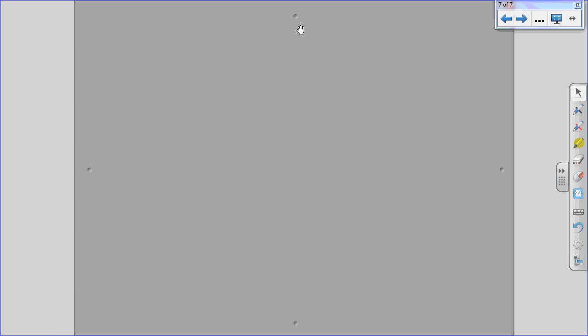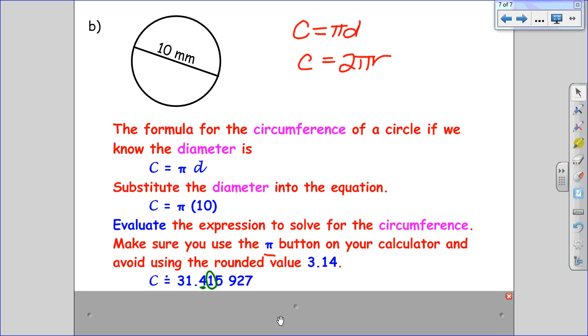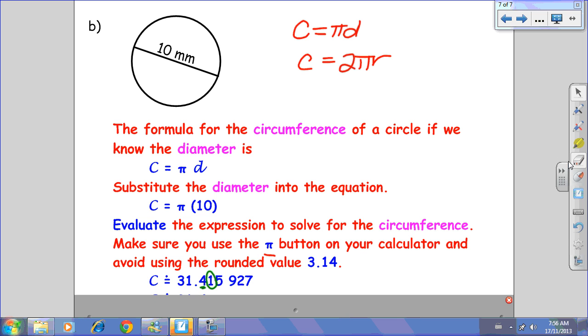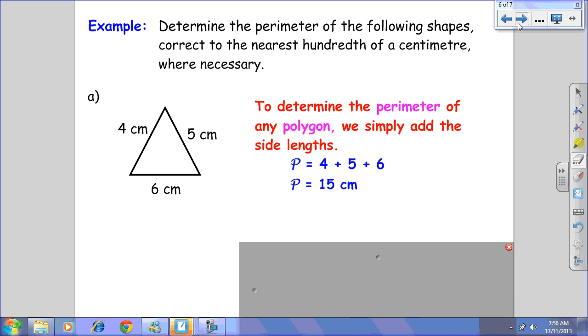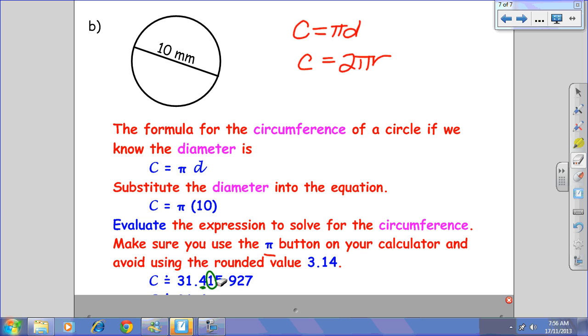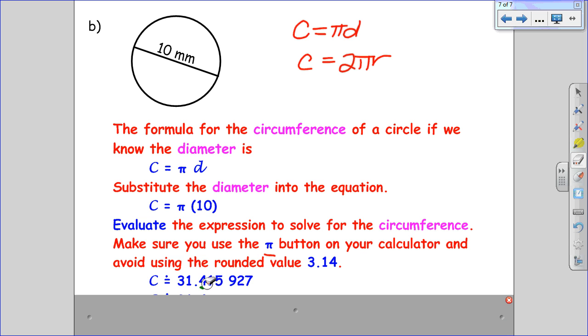31.415927. And it said to round it to the nearest, I think I said hundredth, but it looks like I've done to the nearest tenth here. So let's just change that. We'll pop back to the question. And the question said to the nearest hundredth. So we'll go back here. We're going to erase this.